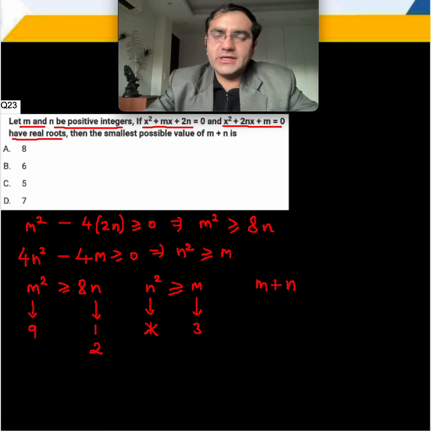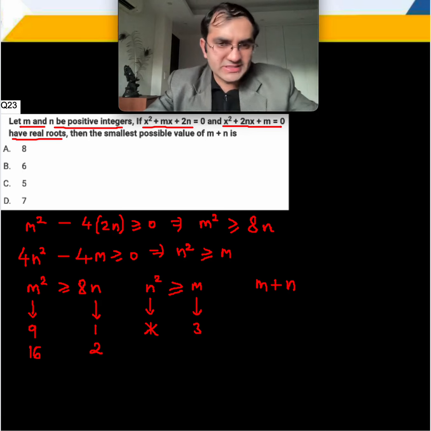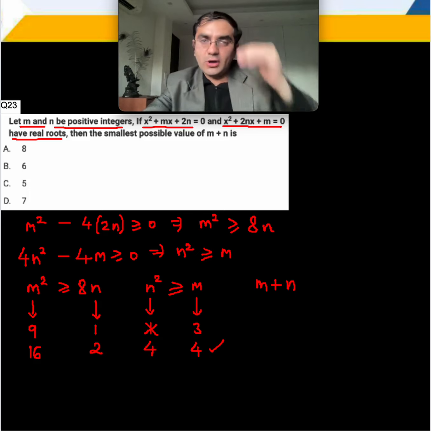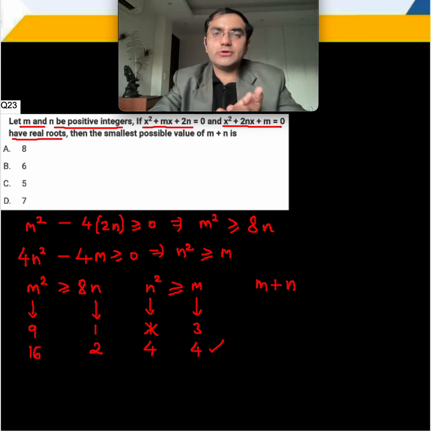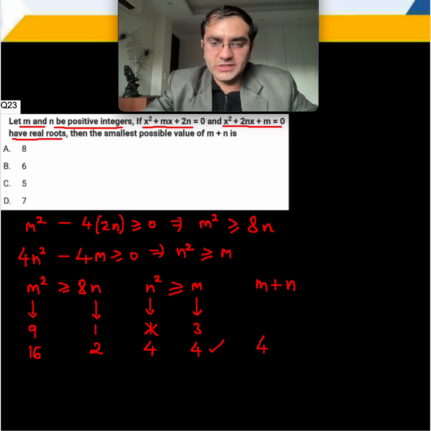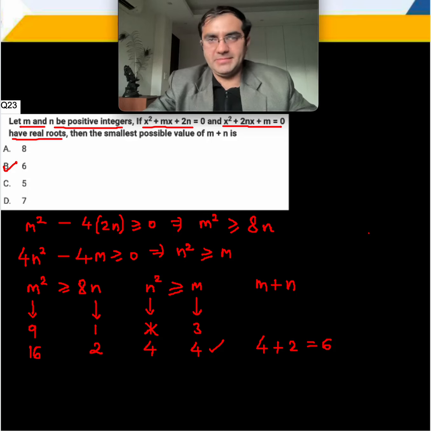Let me try n equal to 2. So 8 into 2 is 16. M square is greater than or equal to 16. The smallest perfect square is 16, that means m is 4. m is 4 and n was 2, so n square becomes 4. Is 4 greater than or equal to 4? Yes, it is. So for n equal to 2, I have a valid scenario, and m plus n is 4 plus 2, 6. That is the right answer for this question. The answer is B part.